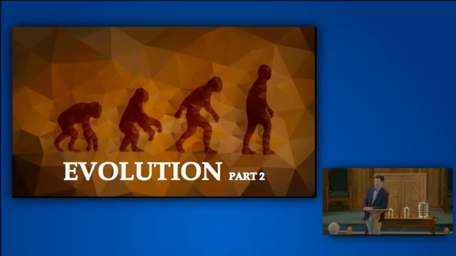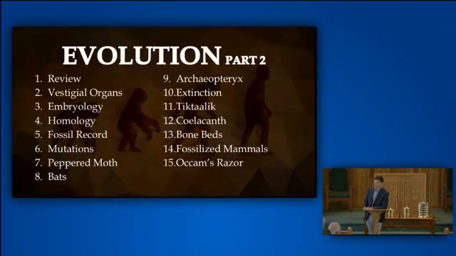So today we're going to look at the second part of evolution. Last week we talked about what the theory was, how it came about, Charles Darwin, Origin of the Species, all that sort of thing. So here is the quick rundown of everything we're going to go through this morning. We're going to do a review, look at vestigial organs, embryology, homology, fossil records, mutation, peppered moths again, bats, Archaeopteryx, extinction, Tiktaalik, Coelacanths, bone beds, fossilized mammals, and Occam's razor to end it.